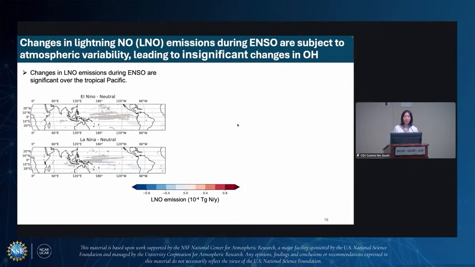What I'm showing first is the changes in the lightning NOx emissions also during El Nino and La Nina, and then mask out all the regions where the changes are not significant. And as you can tell from this map, only over the tropical Pacific, you can see these robust changes in the lightning NOx emissions under different ENSO phases.